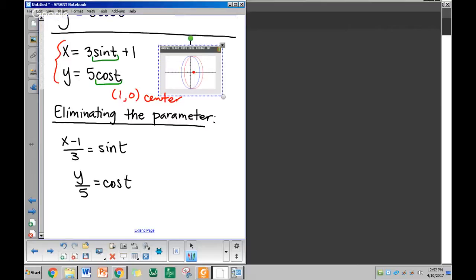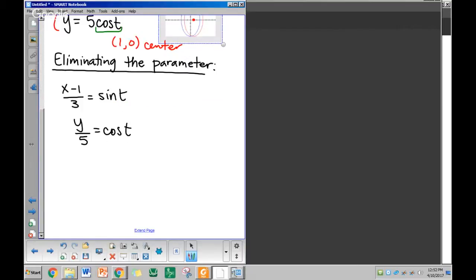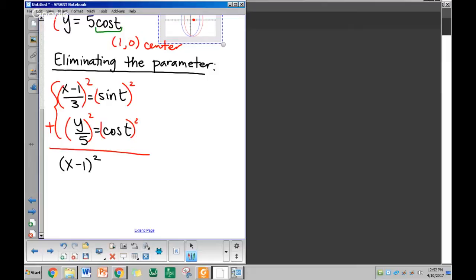And then we're going to square both sides. And when we do that, and we add these equations together, we're going to get x minus 1 quantity squared over 9 plus y squared over 25 equals 1, which is what we're familiar with, the ellipse equation in standard graphing form that we understand. And do you see how it's centered now at 1, 0?